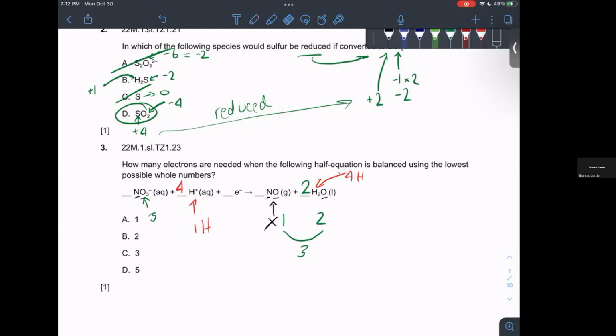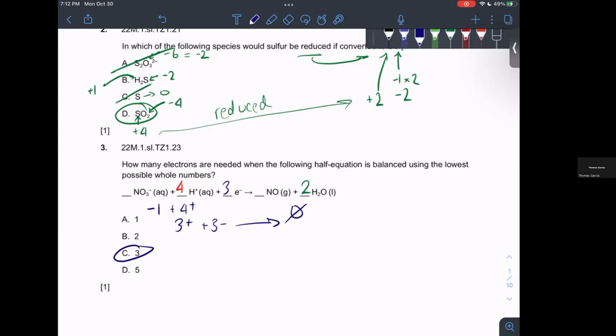All right, with all our balances out of the way, let's go ahead and check electrons now. Just gonna erase all my little scribbles. All right, so when we're dealing with charge, we'll look through each one. I have a -1 plus 4 positives. That's a total of 3 plus. On this side, I have a 0 charge. So we have to add 3 electrons. So 3 plus and 3 minus makes 0. 3 electrons. Moving on to number 4.